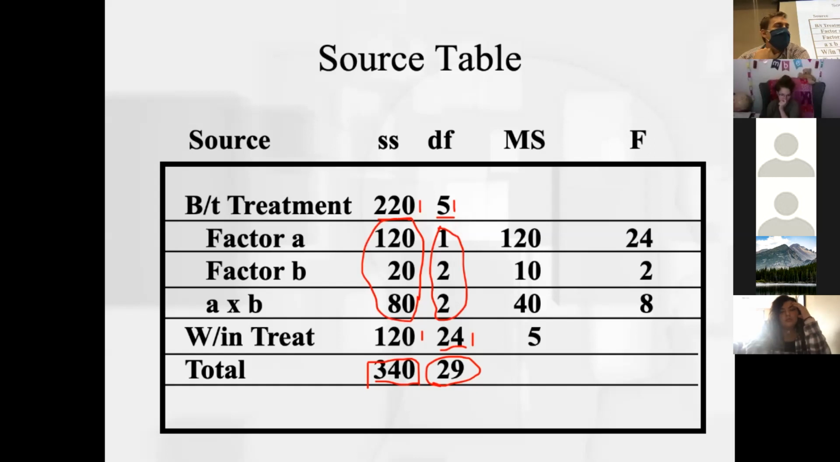To find our mean squares for each value, we're going to take that sum of squares divided by the degrees of freedom. So 120 divided by 1 is 120. 20 divided by 2 is 10. 80 divided by 2 is 40. 120 divided by 24 gives us 5.